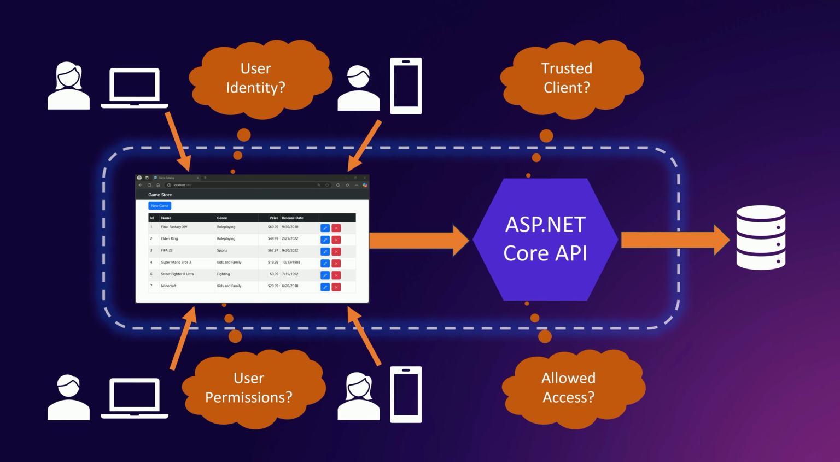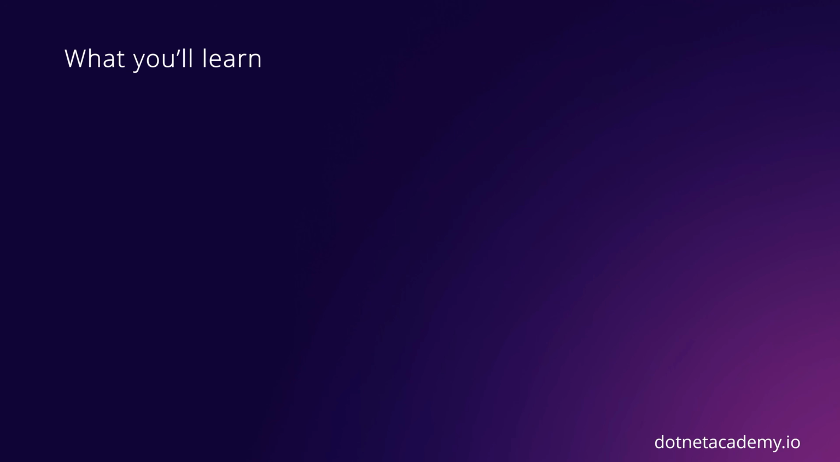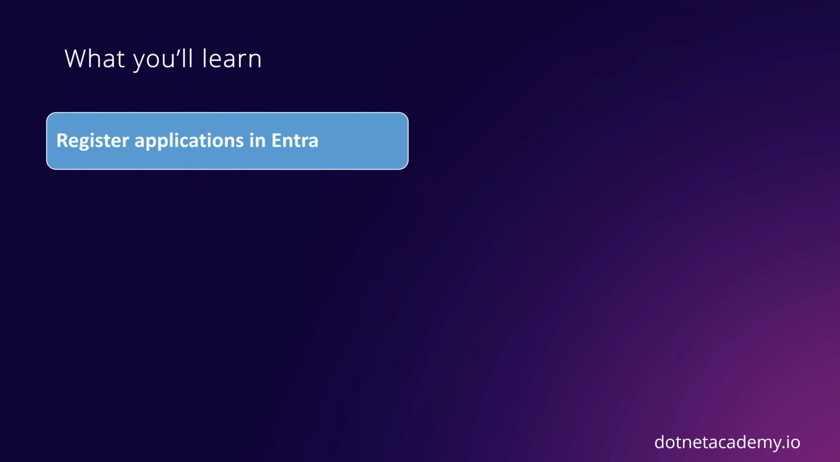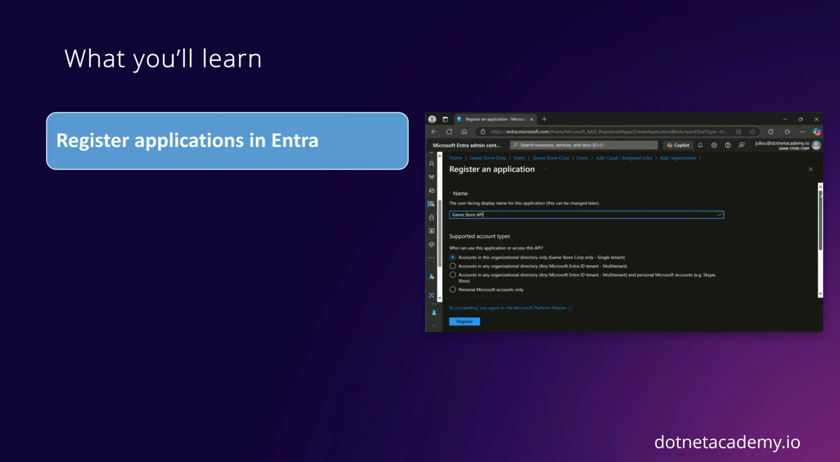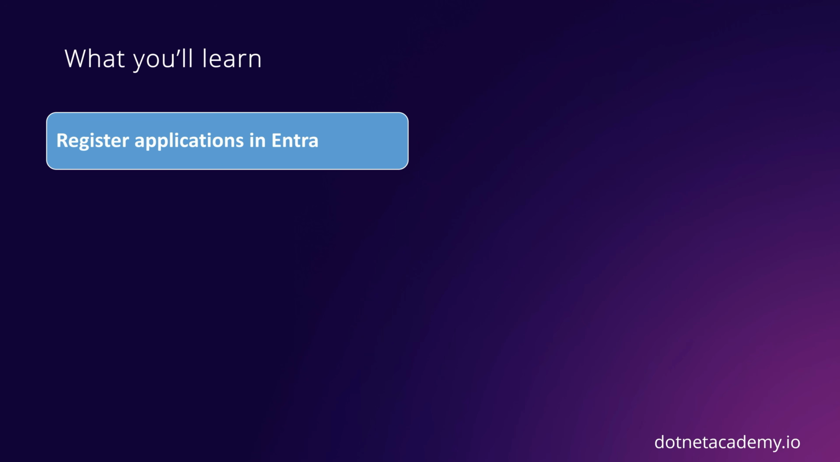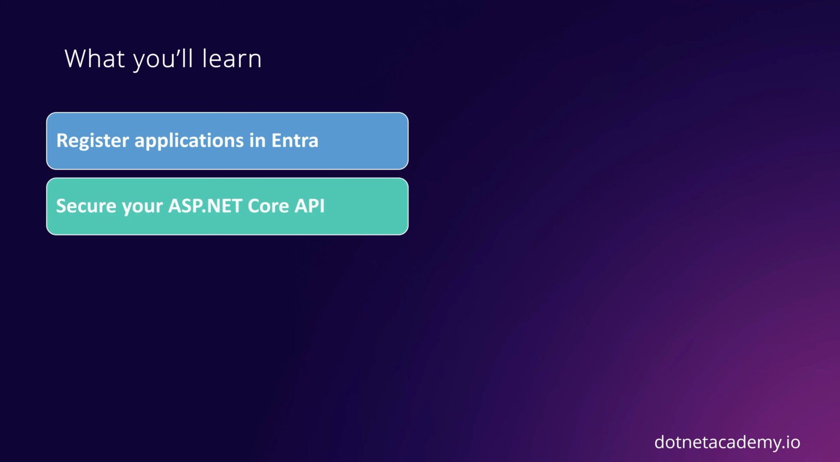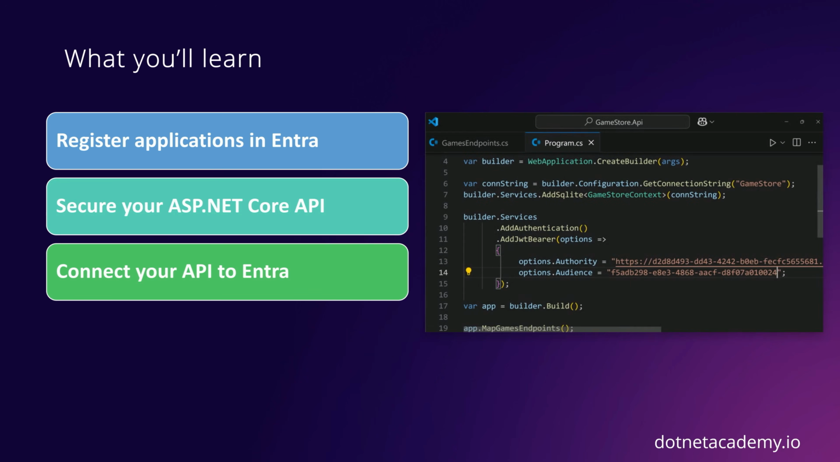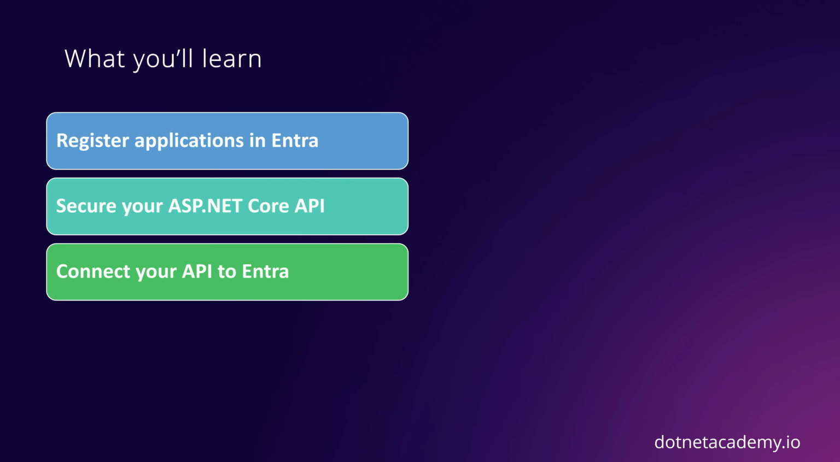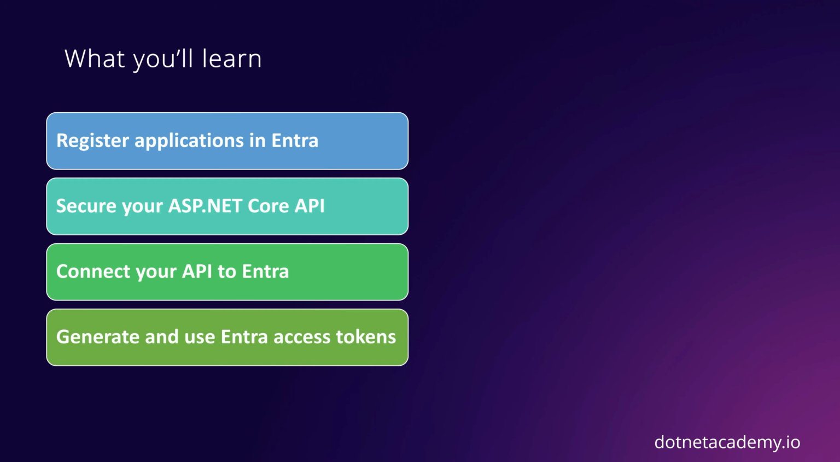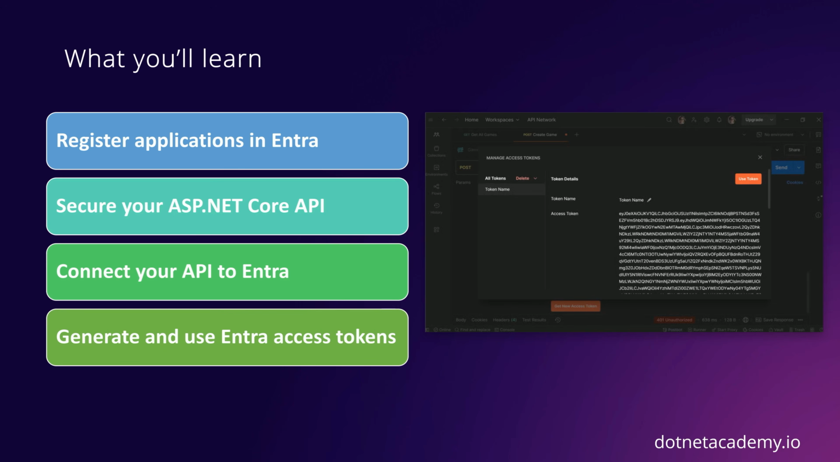It's time to secure everything with Microsoft Entra. In this video, we will start by learning how to register your applications in Microsoft Entra, one for your API and one for your web app. Then we will secure your ASP.NET Core API and we will connect it to Entra so it only accepts requests with valid Entra access tokens.